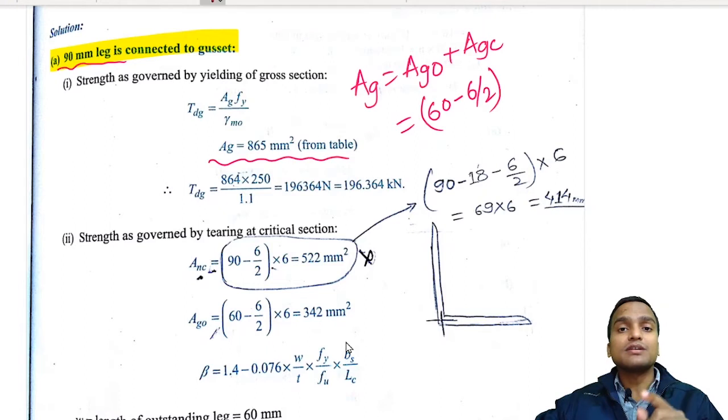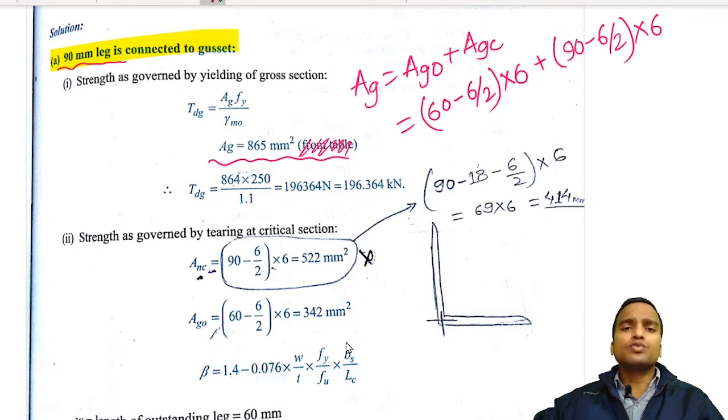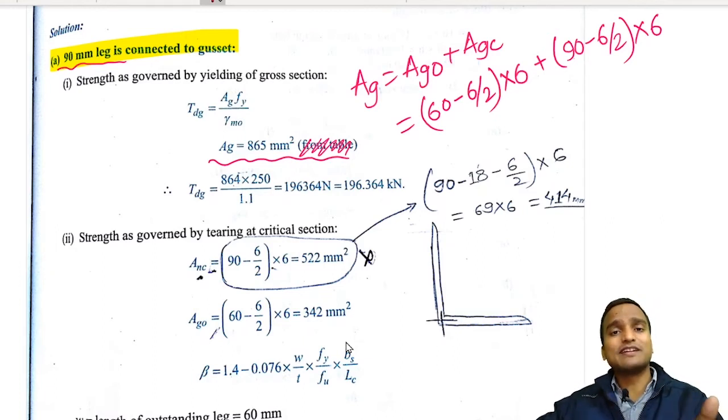Why do we do this minus t by 2? Because at the toes of the rolled section it is rounded, so that's why we consider that rounding effect in the thickness of the plate. So this is the gross area of the outstanding leg. Similarly, you can calculate the gross area of the connected leg, and it is equal to 90 minus 6 by 2, into 6. Okay, and you use this value of gross area, and in gross area we do not need to worry about the diameter of holes, because that will be considered in the net area.